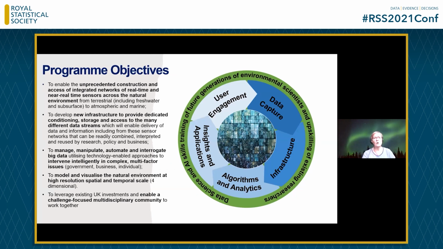And it involved a number of different objectives, in particular, the use of integrated networks of real-time and near real-time sensors across the natural environment. And so there was an element of building kit, communicating data coming from those pieces of kit, thinking about the infrastructure that was needed in terms of storage and access to these different data streams, and then manipulating and managing the different data streams that had been produced, modeling and visualizing, as it says, at a high resolution in terms of spatial and temporal scale.